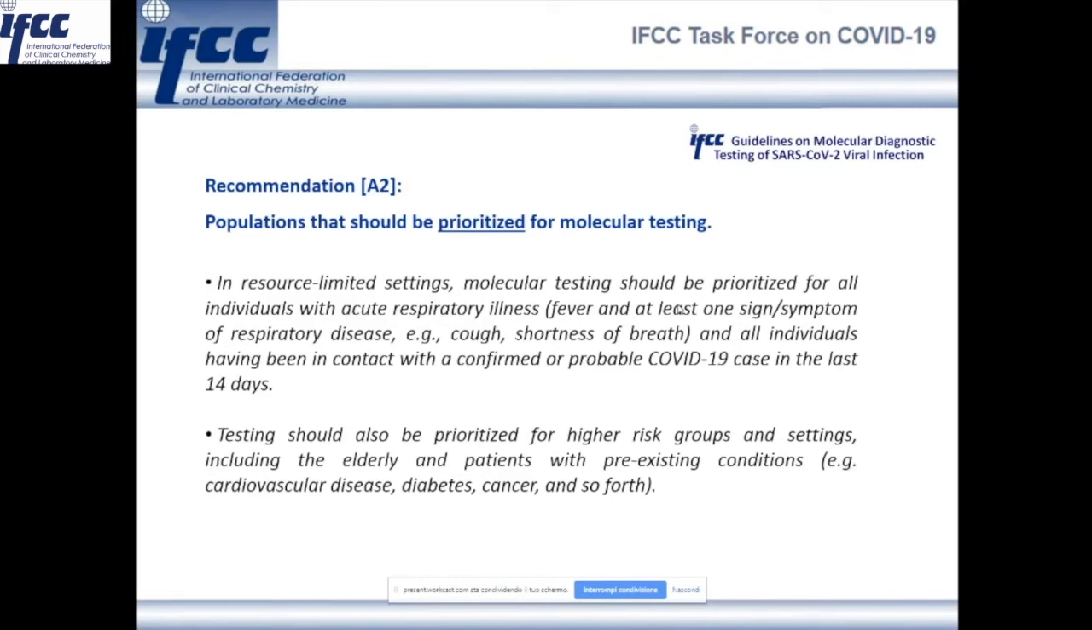Then, molecular testing shall also be prioritized in groups and settings at higher risk of infection, such as older patients or those with pre-existing comorbidities that may include cardiovascular disease, diabetes, cancer, and so forth.